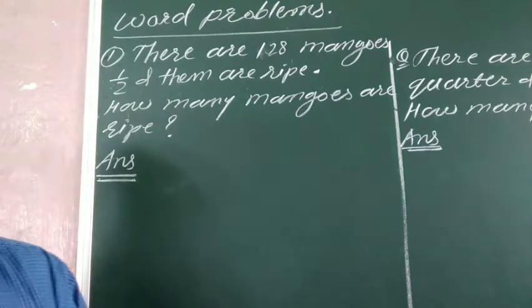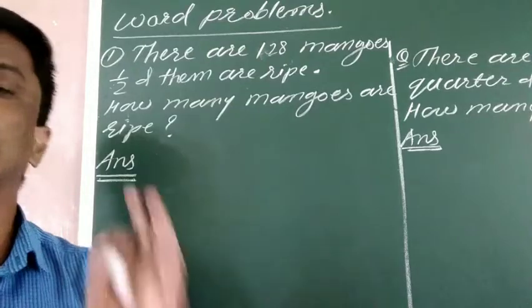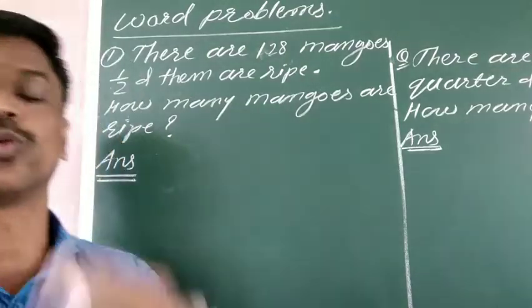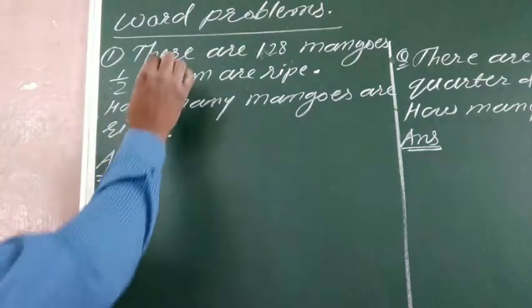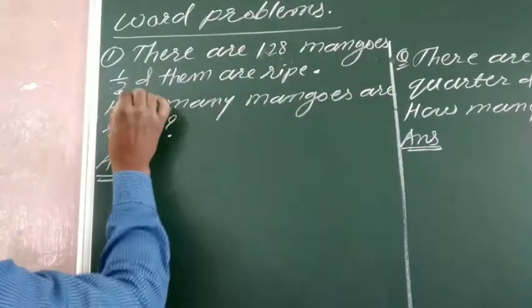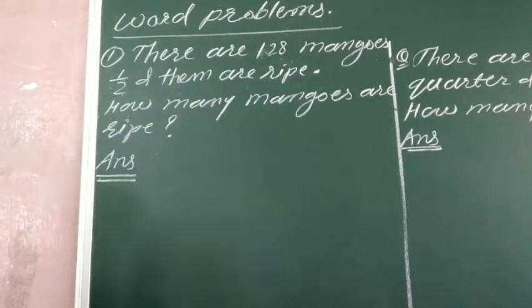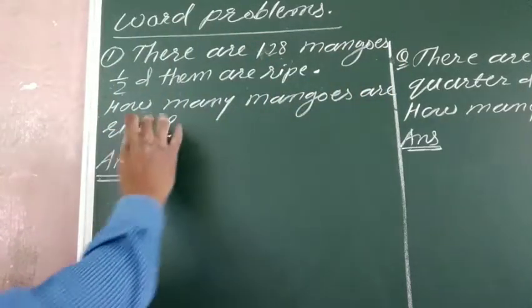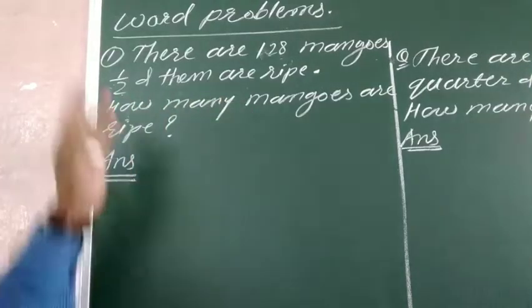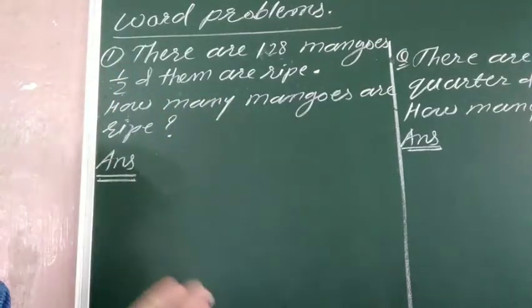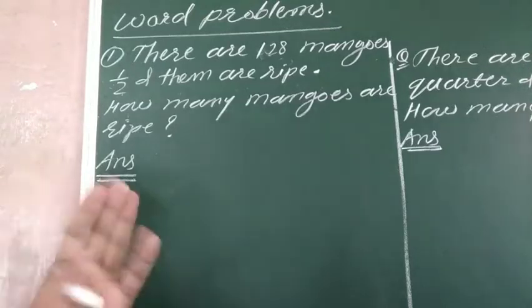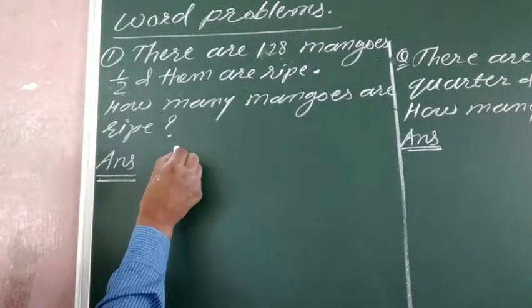Whenever you solve this word problem, first of all we have to understand the meaning of this word problem, and then we have to write the steps. So see, there are 128 mangoes. Half of them are ripe. उसमें से क्या है? Half mangoes जो है वो ripe है. Then how many mangoes are ripe? In fraction it is given half are ripe, but actual number here we have to find out how many mangoes are ripe.